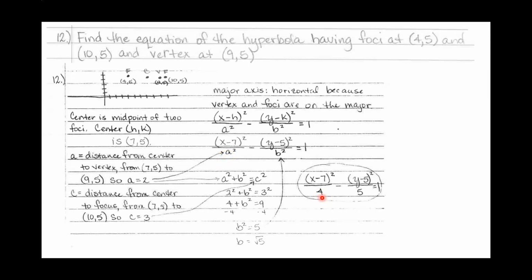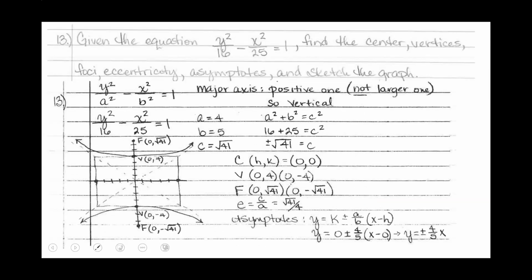All right, then we also know the distance from the center to the focus is C. So the distance from the center, (7, 5), to the focus, (10, 5), would be 3, so C is 3. If A is 2 and C is 3, then I can use that to find B. So B squared is 3 squared minus 2 squared, or 9 minus 4, so B squared is 5. Again, what I'm looking for is B squared. So yes, B is the square root of 5, but what I want is B squared, so we would put in 5.